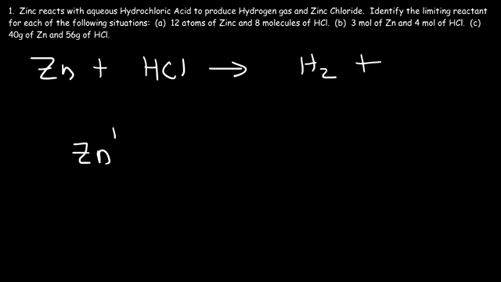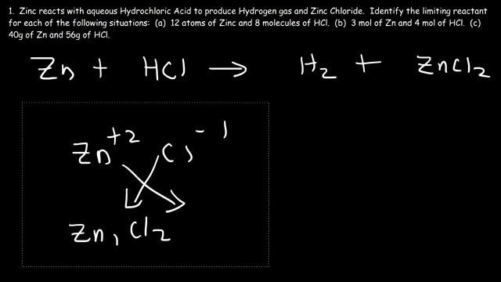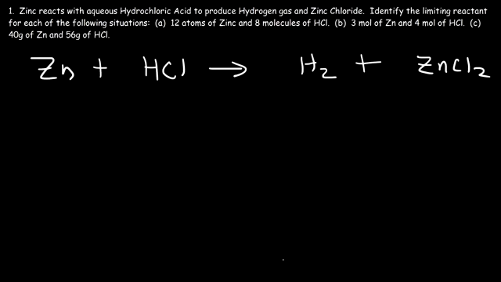Zinc has a positive 2 charge. Chloride has a -1 charge. So therefore, the chemical formula is going to be Zn1Cl2, or simply ZnCl2. Now, we need to balance this chemical reaction. And to do that, all we need to do is put a 2 in front of HCl, because we have 2 chlorines on the right side. After that, everything else is balanced. We have 1 zinc atom on both sides and 2 hydrogen atoms on both sides of the equation.